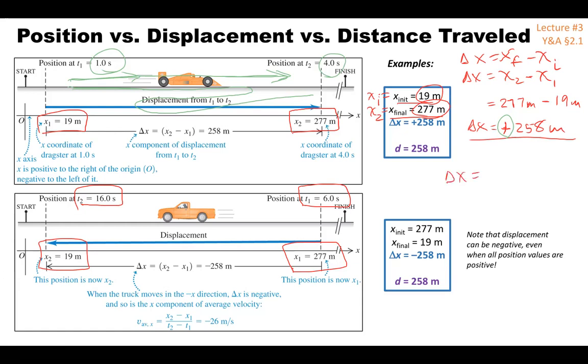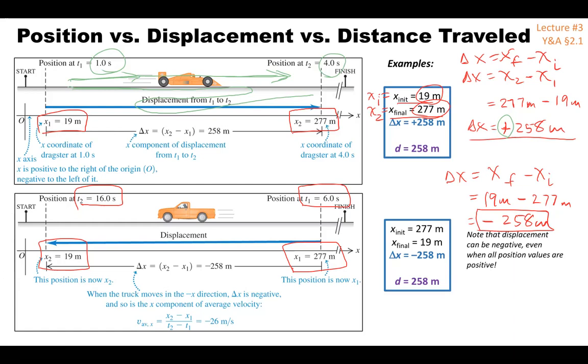Again, displacement is equal to x final minus x initial, or x2 minus x1. That's the position at the end, which is 19 meters, minus the position at the beginning, which is 277 meters. And in this case, it's negative 258 meters.